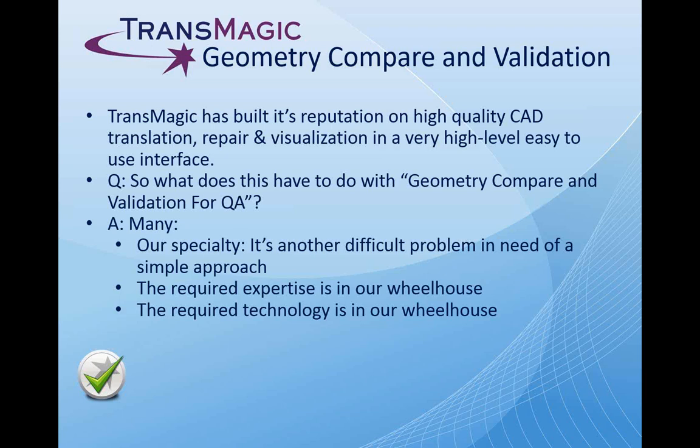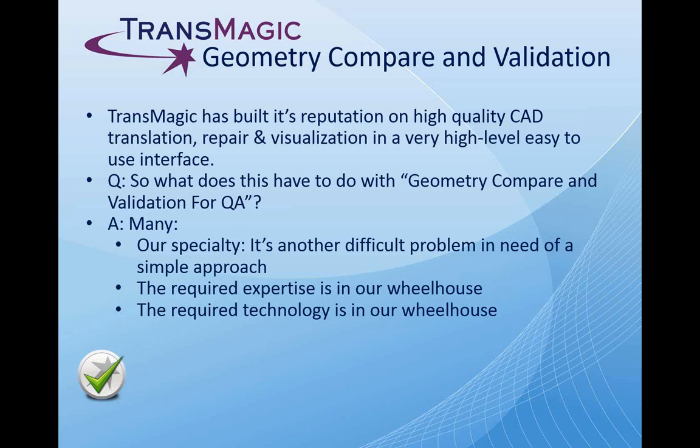And so the question has often come up, what does geometry translation and repair have to do with QA? There are many answers to that. For one, it's our specialty. It's solving a very complex problem in a very easy way, and we think validation and revision control is one of those areas of engineering that is a difficult problem in need of a simple approach, and so that's kind of our specialty, making those types of things simple.